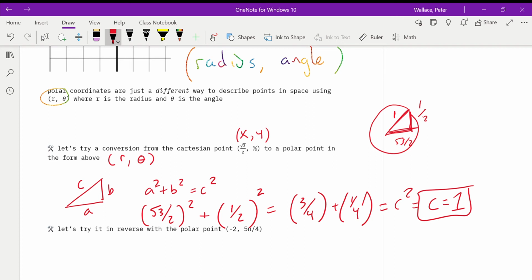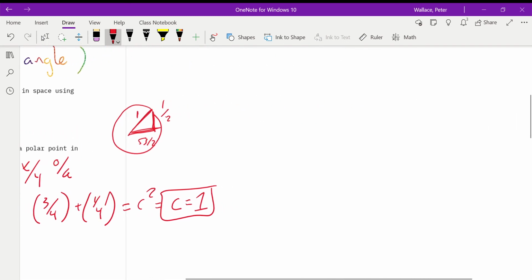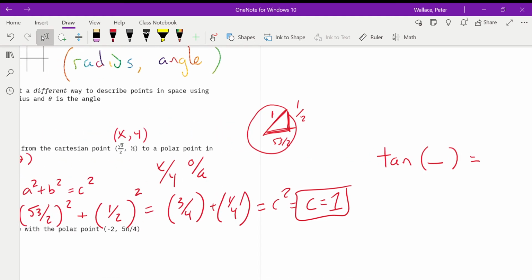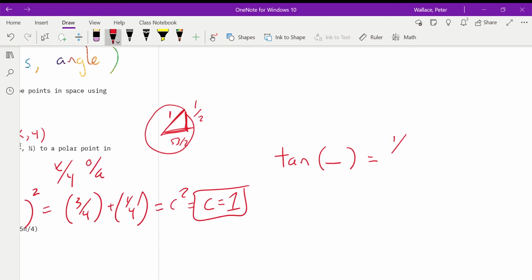Now how do we find our theta? Well, we've got this x value and a y value, and we know a nice trigonometric function which is going to help us solve that, which is tangent, because our tangent is going to be our y over our x, or our opposite over our adjacent, however you want to put that. So I'm going to jump over here for a second and say that tangent of something is equal to our opposite side, our 1/2, over √3/2.